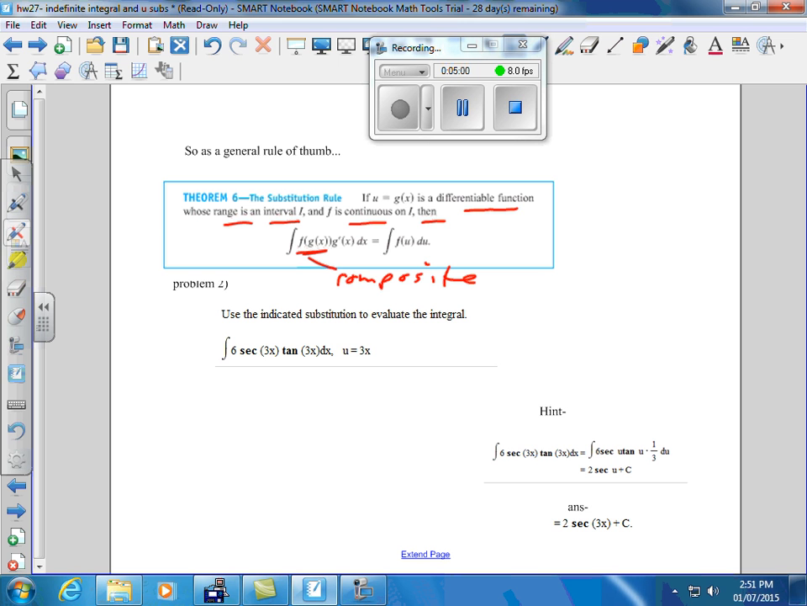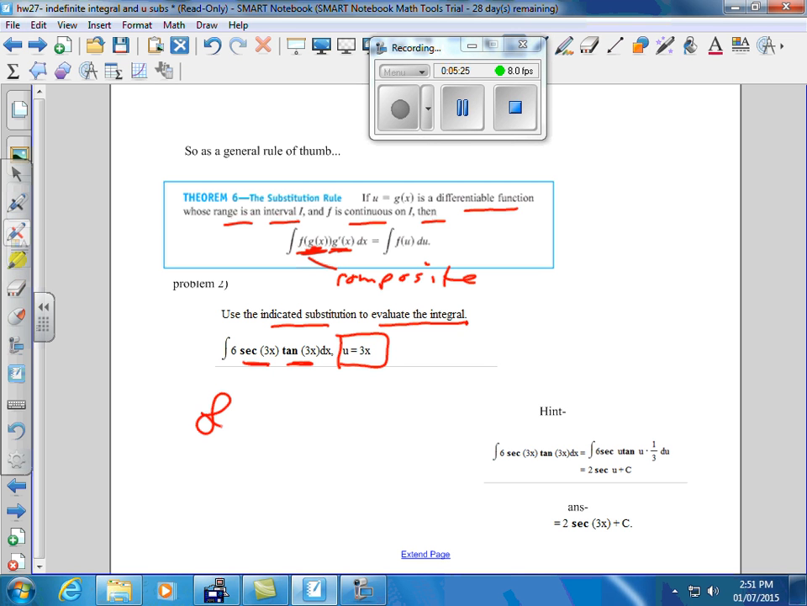So with the substitution rule, you want to be on the lookout for a composite function where it's being multiplied by the derivative, or something very much related to the derivative, of the inner part of that composition. You'll see that as we do here. So this is a composite function, so is this. And here they're telling us, use the indicated substitution to evaluate the integral.